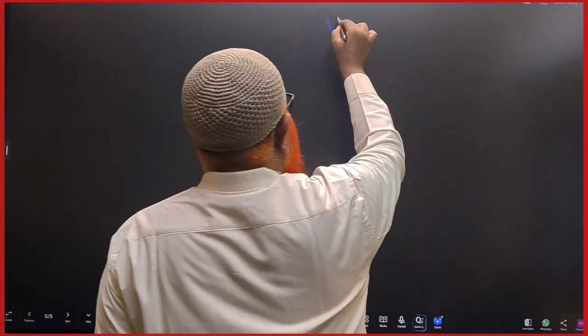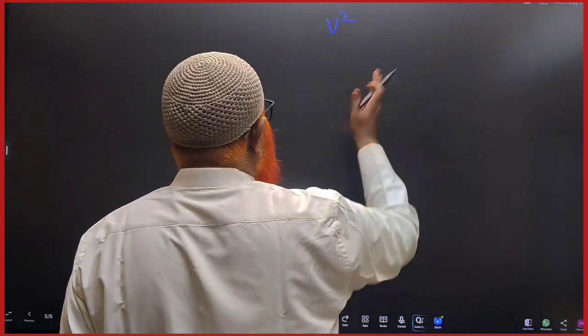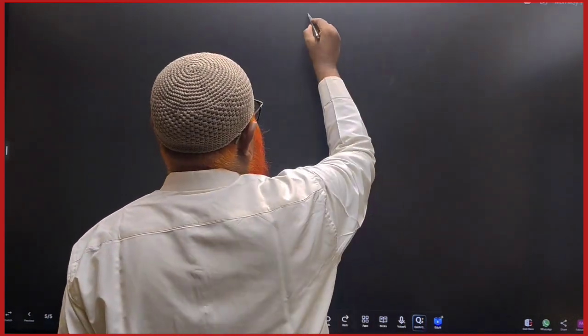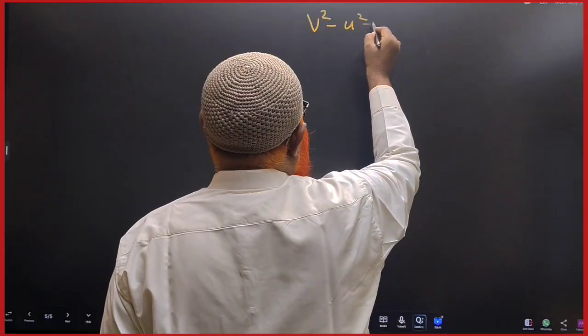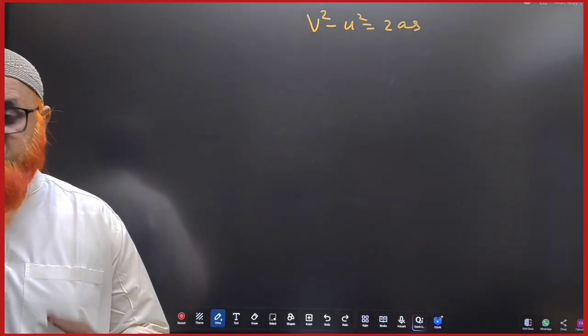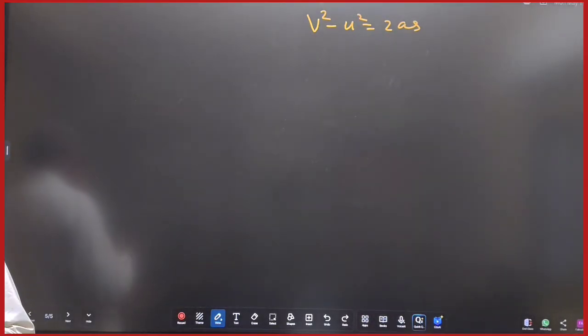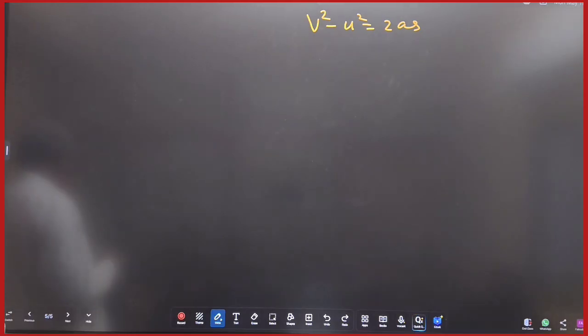So can we find out the third equation of motion? The total basics of your whole physics depends upon these three equations. v square minus u square is equal to 2as. You have to derive the third equation of motion. Let us take one situation first of all. Situational derivation and graphical derivations are completely different.